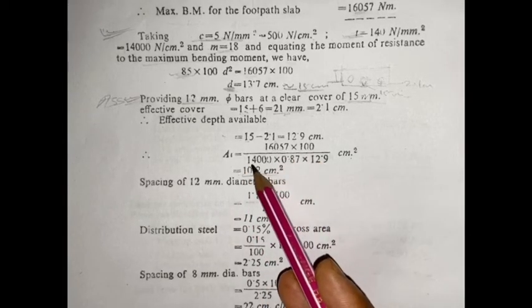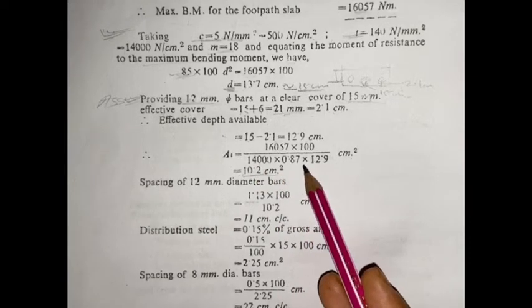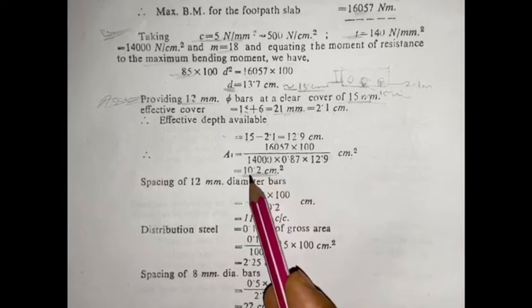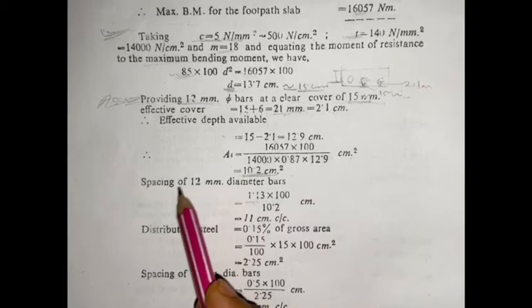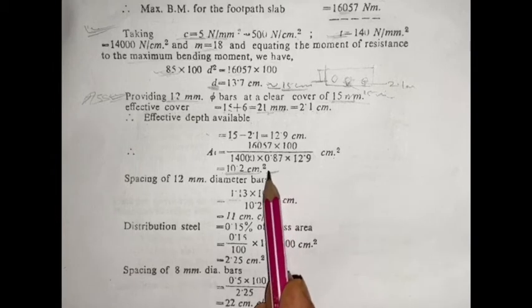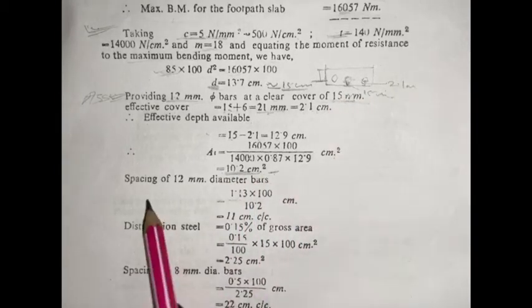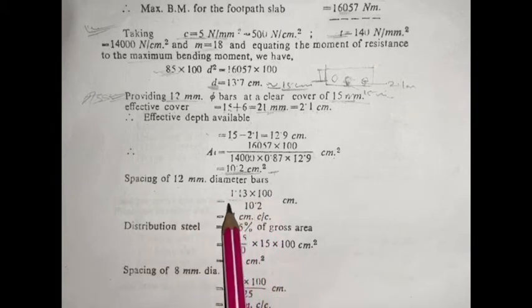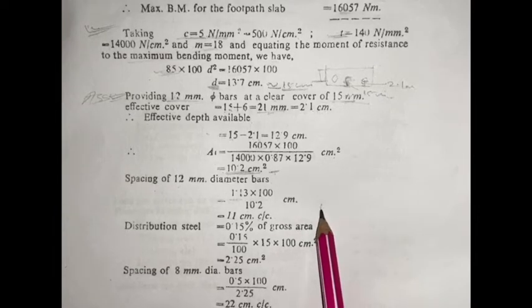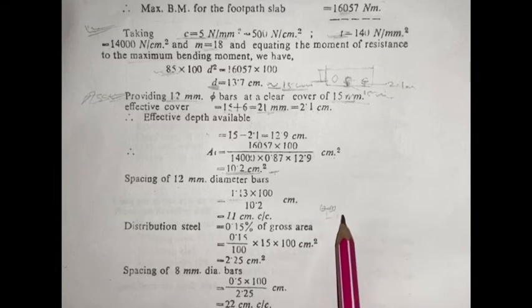So for AST, we will provide 16057 into 100 divided by 14,000 into 0.87 into 12.9 centimeter. So we have 10.2 centimeter square. This is the area of steel, the AST which we will provide in this section. Now spacing for the 12 mm dia bar, 1.13 into 100 divided by 10.2, so we will provide 11 centimeter center to center distance. So for the footpath we will provide 12 mm dia bar at a center to center distance between these two bars of 11 centimeter.